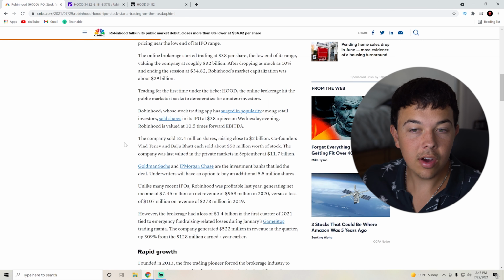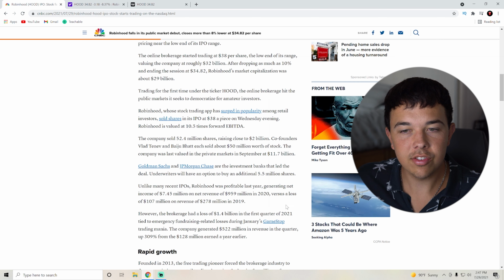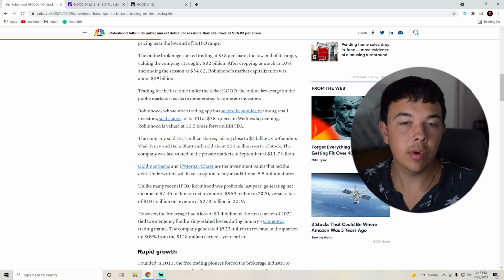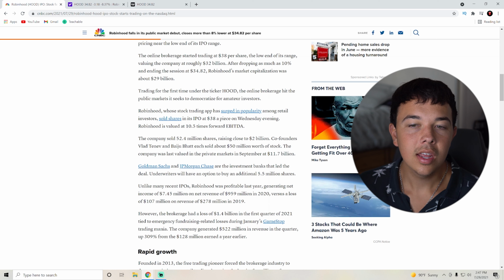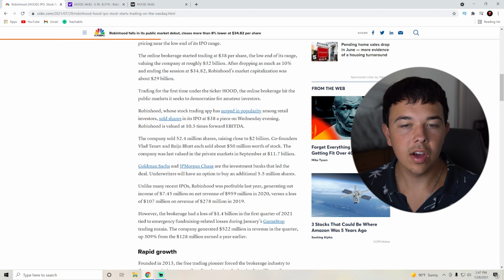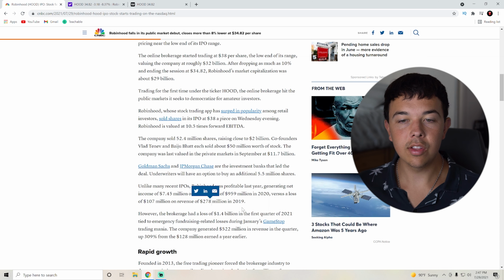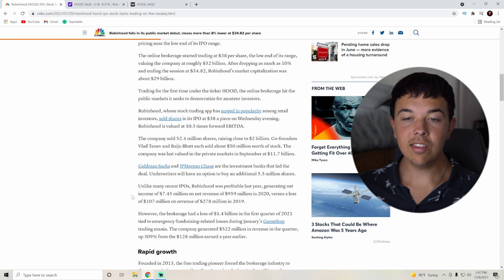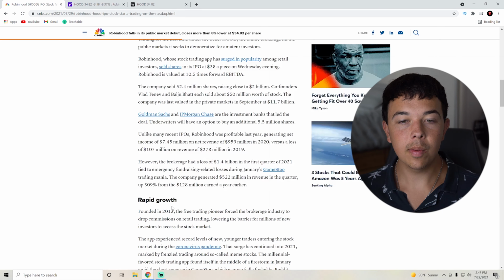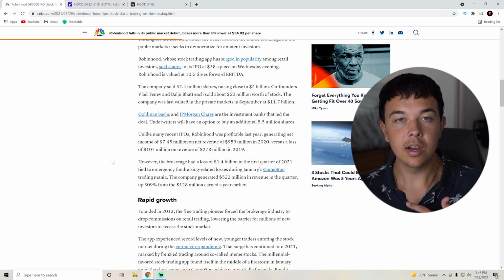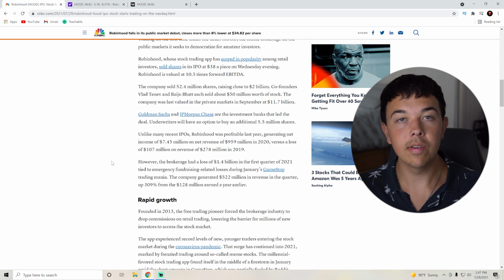Unlike many recent IPOs, Robinhood was actually profitable last year, generating net income of about $7.45 million on net revenue of about $959 million in 2020, versus a loss of $107 million on revenue of $278 million in 2019. And these numbers are growing at an insane rate, and we're going to go over that a little bit more in the rest of the video, but these numbers are actually insane compared to prior years. Robinhood is growing very, very fast.